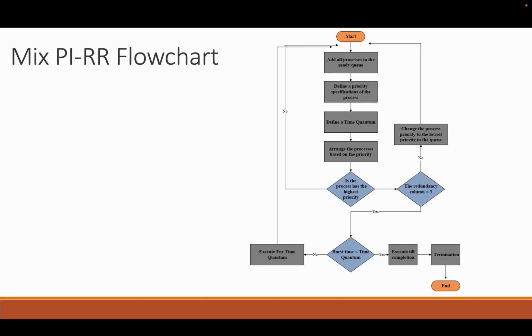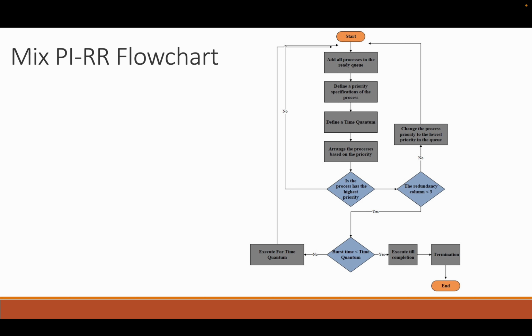Here is the flowchart of the mixed PIRR algorithm. At the beginning, the algorithm adds all the processes to the ready queue, and then each process is assigned a priority level based on whether it is a static process or a dynamic process. Later, the time quantum is defined by the algorithm. Here, time quantum refers to the maximum time for each process that can be run on the CPU before it is swapped out.